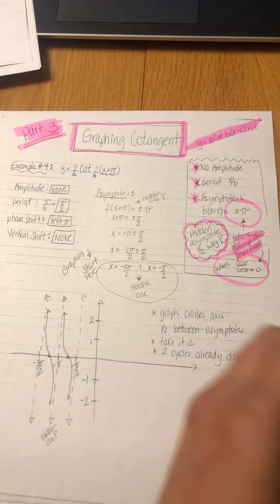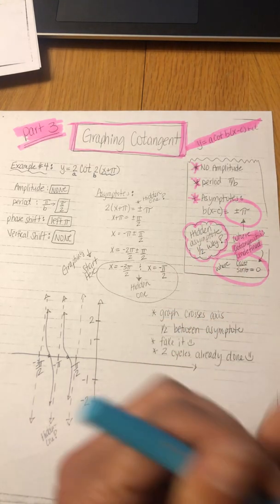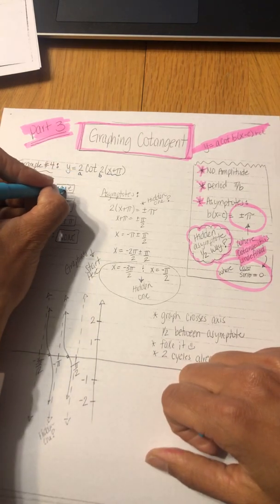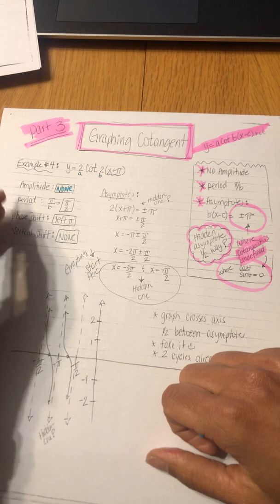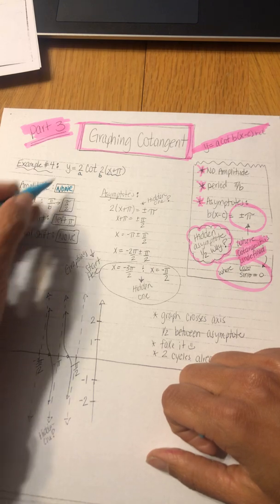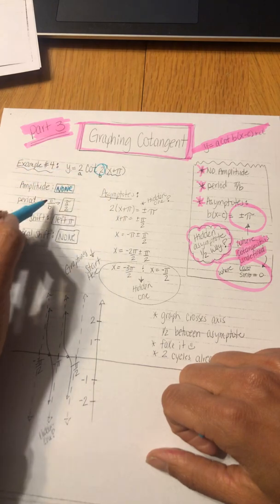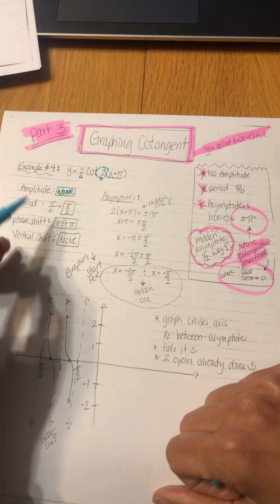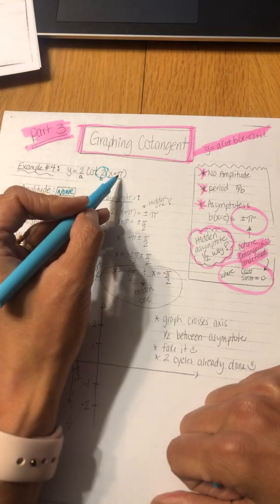Okay. So next is cotangent. There's no amplitude as we make our list and check it twice. Anyways, pi over b. The b value is this 2, so pi over 2. Can't reduce that, so the period is pi over 2. And then the phase shift, I did say it was to the left.